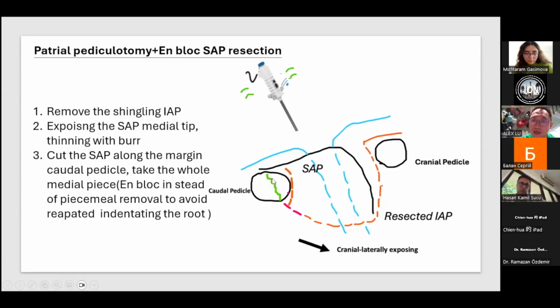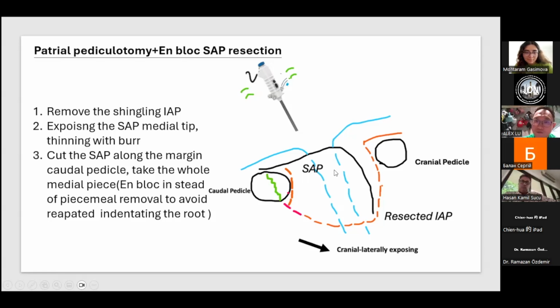I will show it in the video. First, I expose the caudal pedicle and do a partial pediculotomy. And I will thin this SAP. I make a gutter over here and over here. And I do a cranial lateral gutter development. And I will do an en bloc medial SAP resection to remove this SAP as a whole piece.